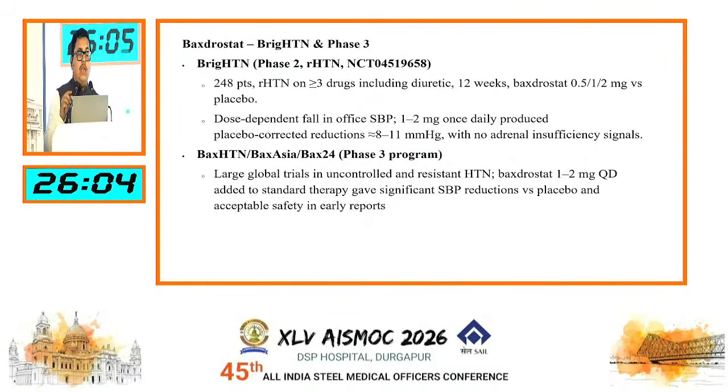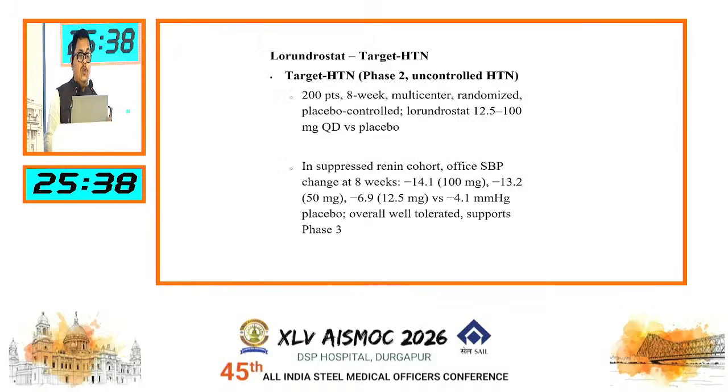Again, the BAX hypertension trial is a large global trial in uncontrolled and resistant hypertension. Baxdrostat 1 to 2 milligram once a day added to standard therapy gave significant systolic blood pressure reduction versus placebo and was acceptably safe in early reports. So for refractory hypertension, we have an upcoming drug in our armamentarium, the aldosterone synthase inhibitor. One of them is Baxdrostat, another is lorundrostat.